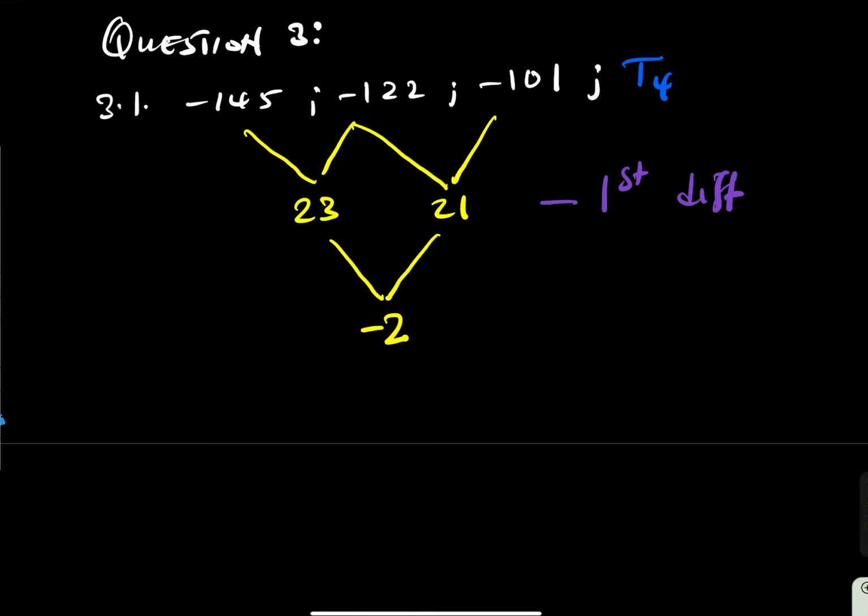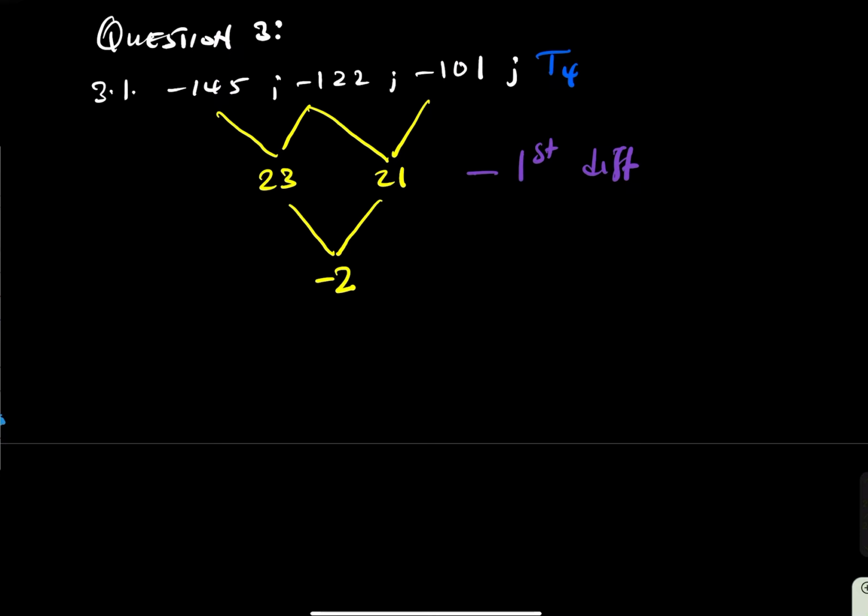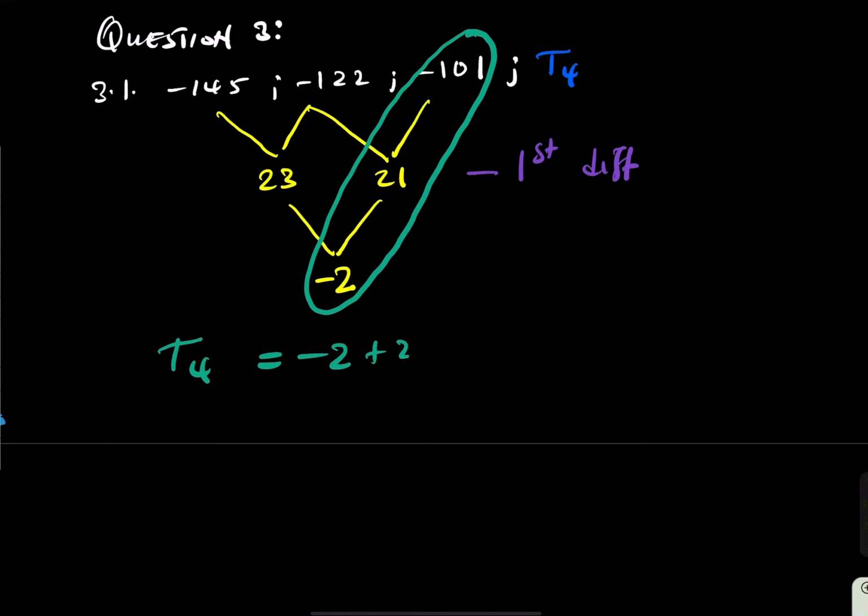So you want to get T4. How do I get that? T4, which is the next term, is found by the sum of these values: negative 2 plus 21 and then minus 101. I add those values and I'm getting negative 82 here. So this is how you're going to do it. It's 1 mark, so it's worth the struggle as well.